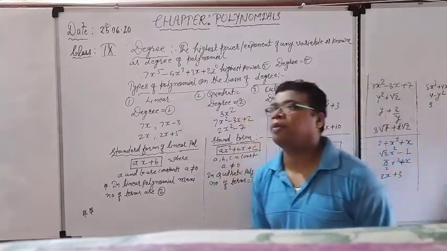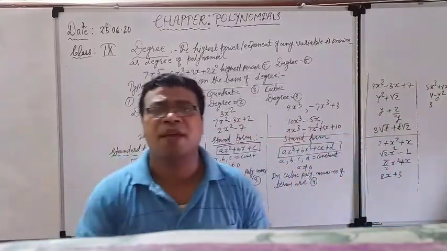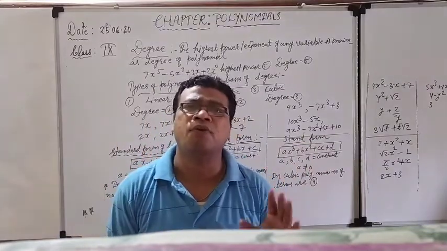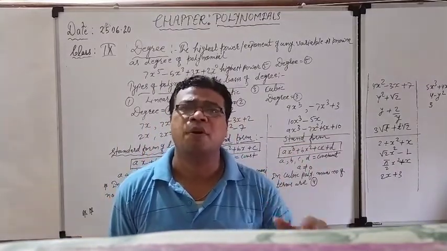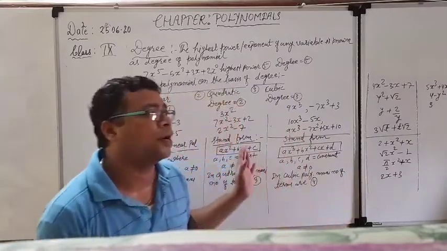Second, what is a quadratic polynomial? A quadratic polynomial means that if any algebraic expression is in front of you and the degree is 2, the highest power of the variable is 2, then it is known as a quadratic polynomial.